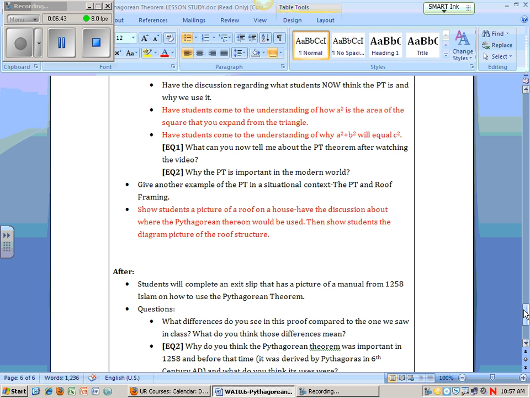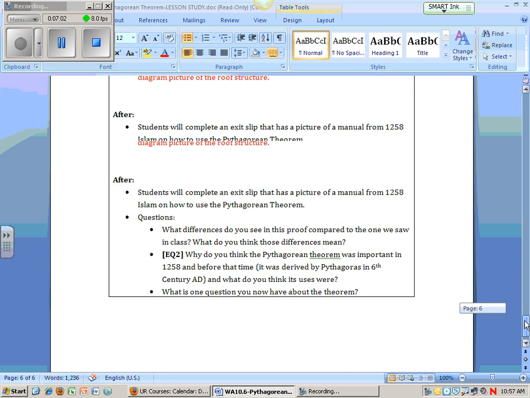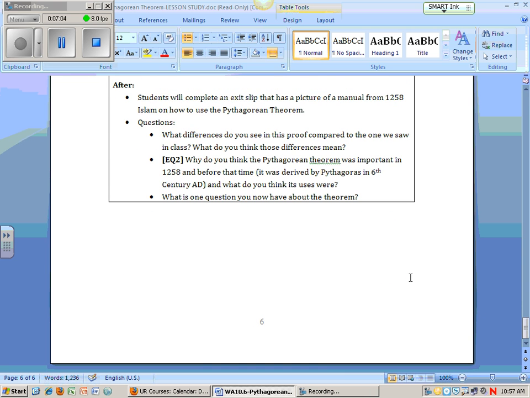And also for the roof example that we'll be giving, instead of just giving students a diagram, we'll actually have an actual roof example, so it's more of a real life situation. They can have a discussion about where it would be used, and so it gives more of a real life scenario instead of just a diagram that says this is a roof. I think that's all we did to change our lessons. So that's our lessons.